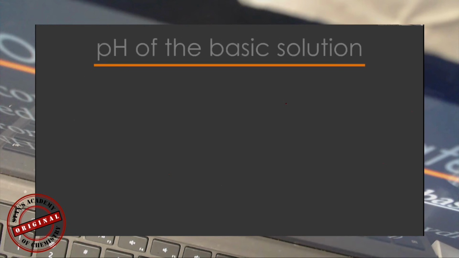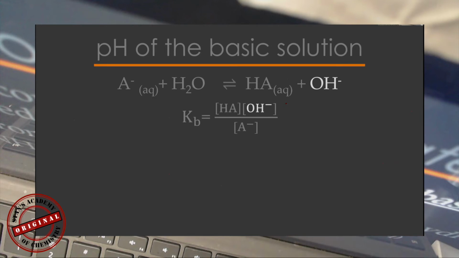So pH of basic solutions, it's very obvious here. A minus plus H2O gives you undissociated HA plus OH minus. Kb can be written, again, when you write Kb, you have OH in the product side. Or you can calculate OH minus by rearranging the equation. OH minus is equal to Kb times A minus by HA. All I did is rearrange the equation.